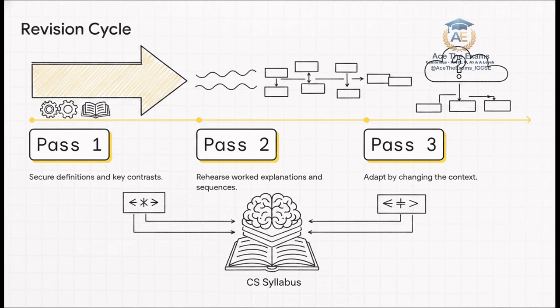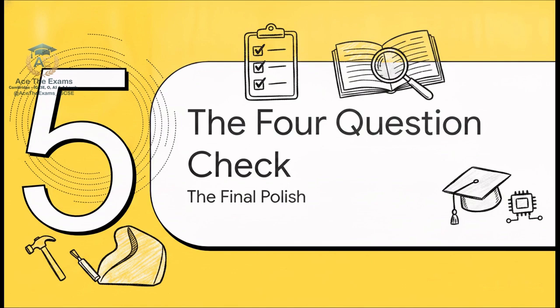Pass 3. Adapt to new contexts. Force yourself to justify a choice or change the scenario. Ask yourself, what if this was a robotics factory instead of a retail store? This layered 3-pass structure builds incredibly adaptable knowledge that you can reuse across every single chapter of the computer science syllabus.